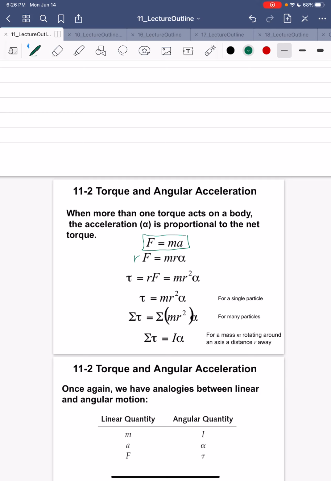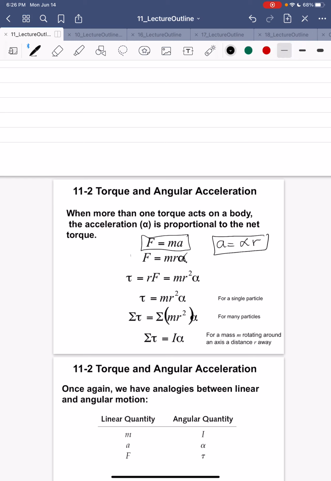Oh, I'm sorry, let's repeat this. This is F equals ma, and here this is alpha, not a. I thought this was a. This is alpha. Then I used from the previous chapter that alpha times R is my a. And then I multiplied by R.